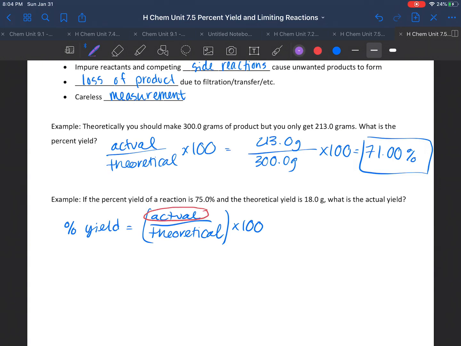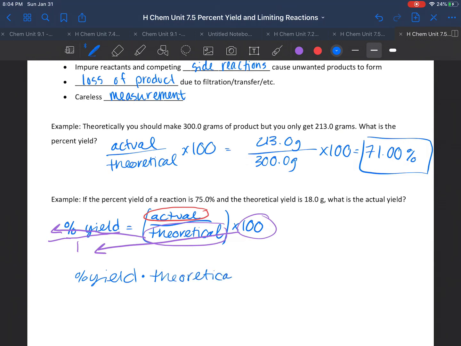We just have to do some changing and rearranging. This is just like when we worked with the gas laws. If we pretend this percent yield is in the numerator and we have a 1 in the denominator, we're going to be moving this 100 to the denominator. Theoretical is in the denominator, so we move that to the numerator. And so our new arranged equation is percent yield times theoretical all over 100 is equal to our actual.